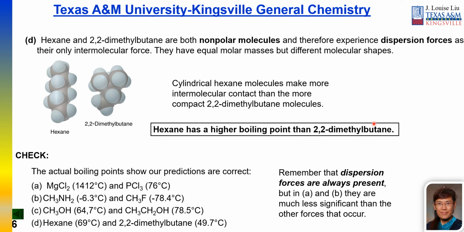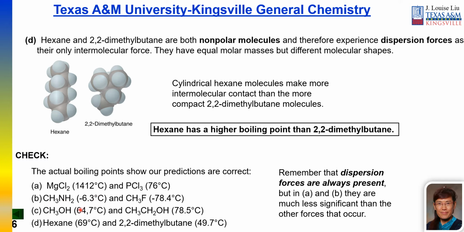So again, in this case, your London dispersion is the major deciding factor. So we are going to do a little double check, fact check. So your actual boiling point is already measured. Magnesium chloride 1412 Celsius, PCl3 74. So CH3NH2 negative 6.3, the other one is negative 78.3.